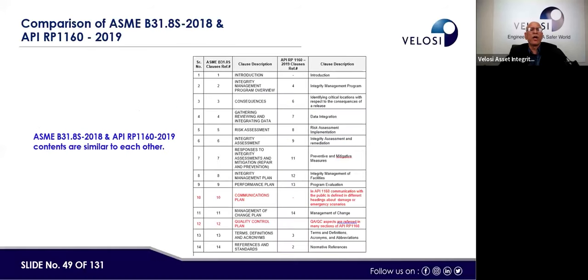See, if we try to make a comparison, we took the basis of 31.8 as a first reference, and then we have all the elements listed up to 14 from the topic to the last one, and then we brought in the API RP 1160 clauses. So all clauses are basically more or less compatible. It's just for understanding: if our pipelines are being managed either by 31.8S or by API 1160, both parameters are more or less same.